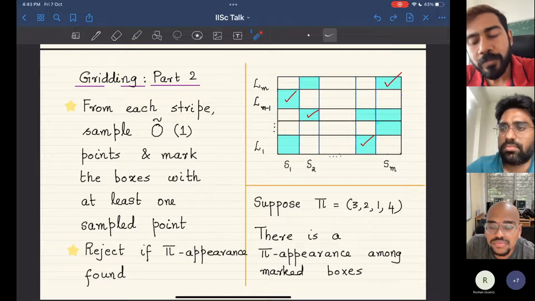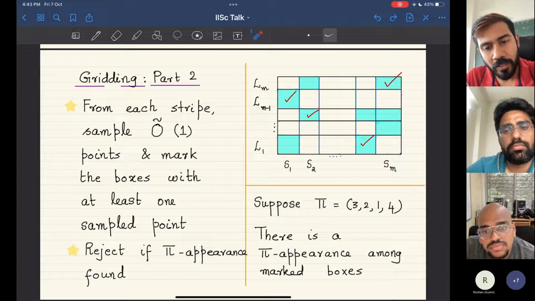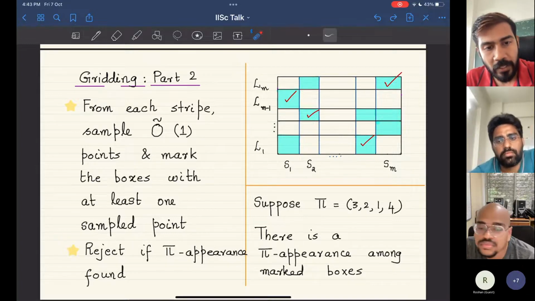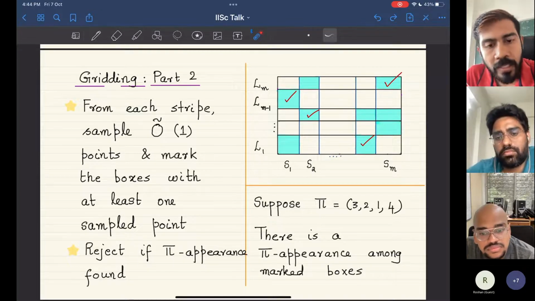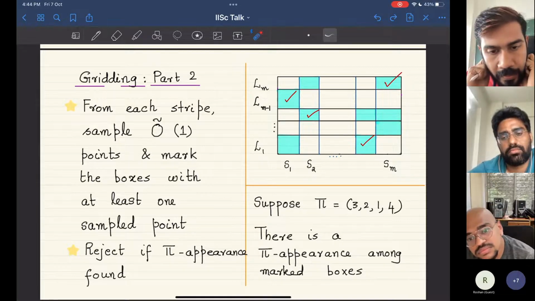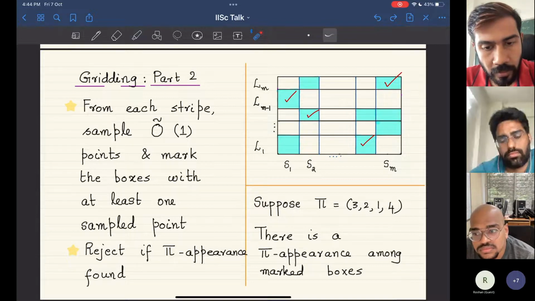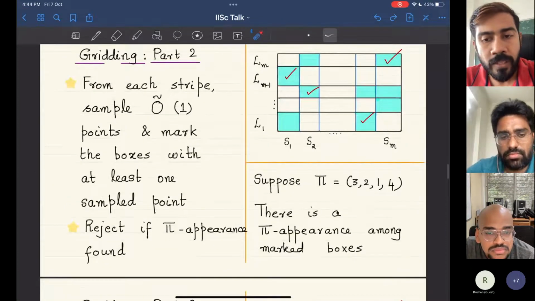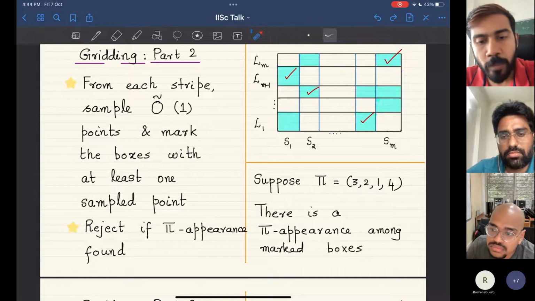So if you detect a lot of marked boxes, you are in a good situation. Suppose I marked a bunch of boxes and I did not have any obvious pi appearances like this. Then what is the situation I am in? This is the next question. There is an easy case, that is, you marked a lot of boxes and you immediately detected a pi appearance and you are happy and your problem is done.